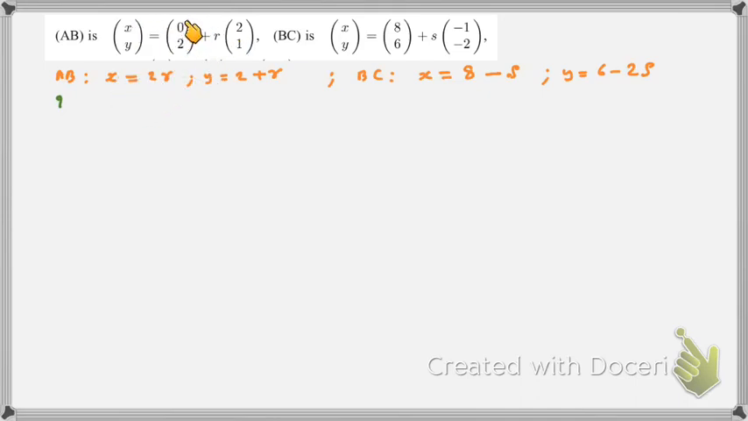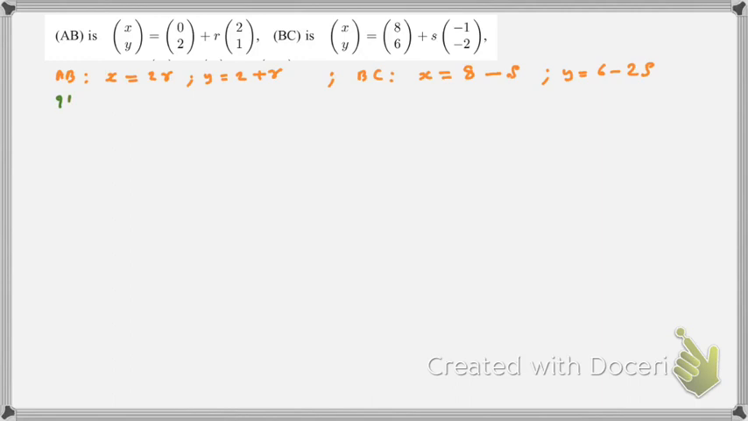So x is equal to, look at the equation and write the parametric form. x is equal to 2r because 0 plus 2r, and y is equal to 2 plus 1r. So that's AB's parametric equation. And for BC, x is equal to 8 plus s into minus 1, which is 8 minus s, and for the y coordinates, when I equate, I get 6 minus 2s. So we have the parametric equations written for both AB and BC.